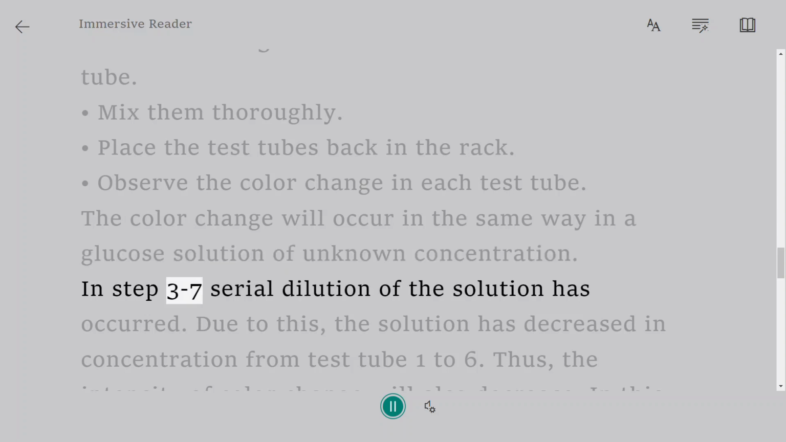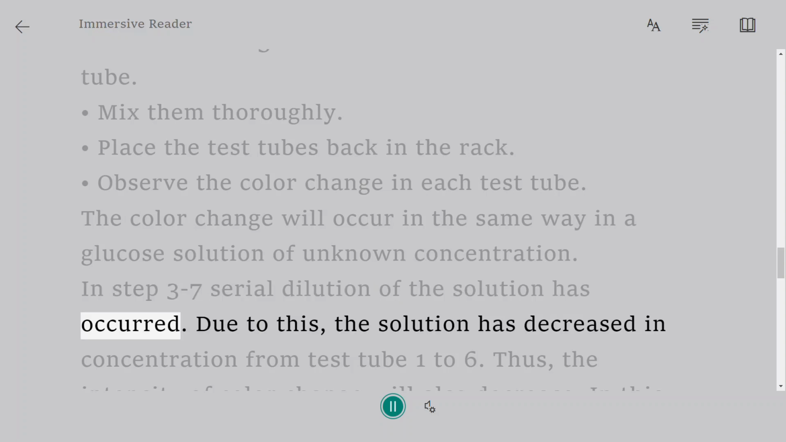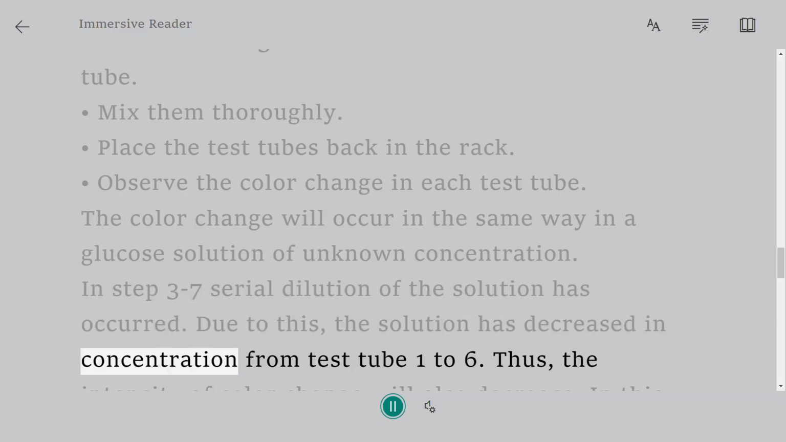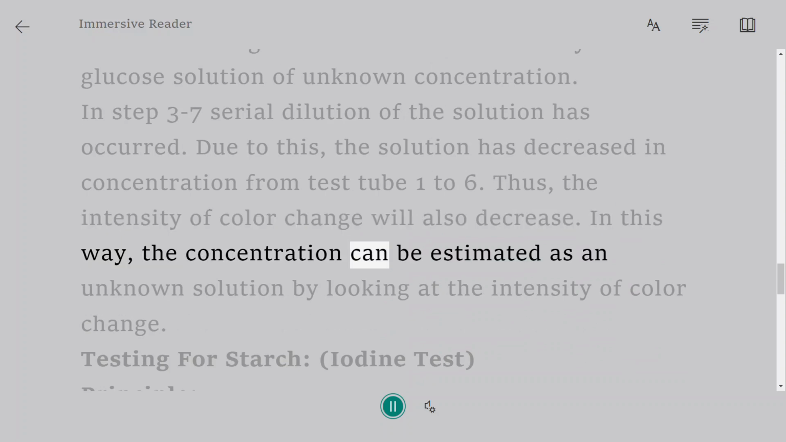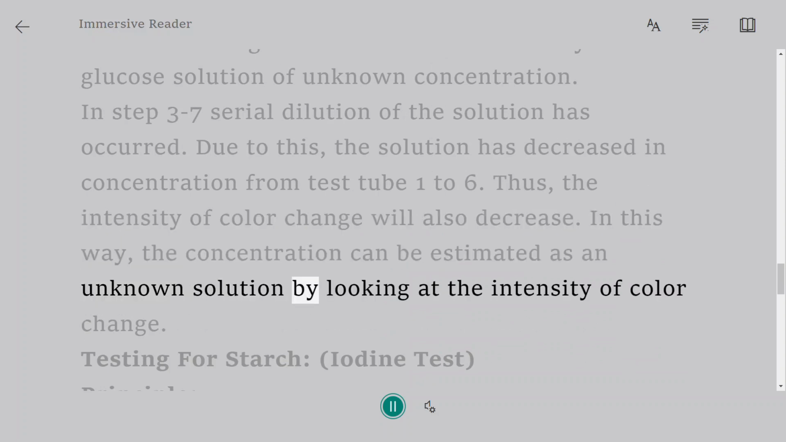In steps 3 to 7, serial dilution of the solution has occurred. Due to this, the solution has decreased in concentration from test tube 1 to 6. Thus, the intensity of color change will also decrease. In this way, the concentration of an unknown solution can be estimated by looking at the intensity of color change.